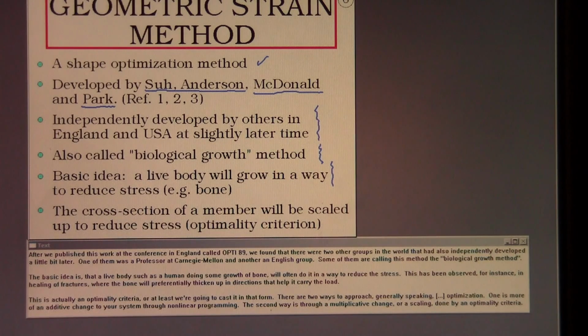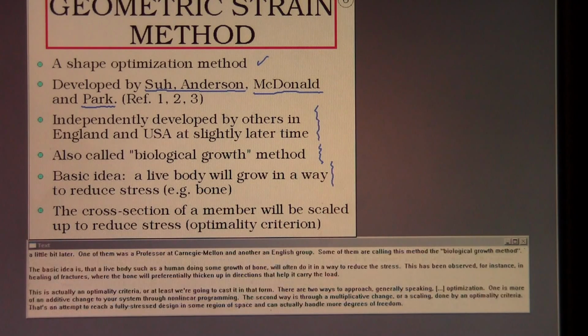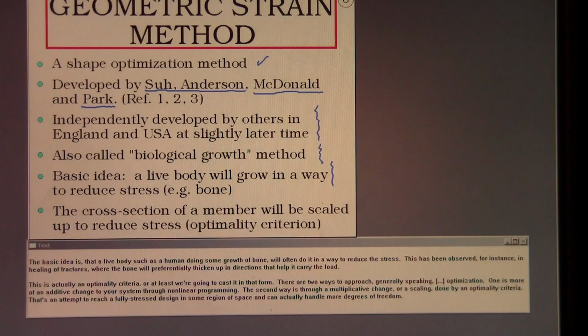Now, this is actually an optimality criterion, or at least we're going to cast it in that form. There are 2 ways to approach, generally speaking, an optimization, and one is more of an additive change to your system through nonlinear programming, but the second way is through a multiplicative change or a scaling done by an optimality criterion. That's an attempt to reach a fully stressed design in some region of space and can actually handle more degrees of freedom.